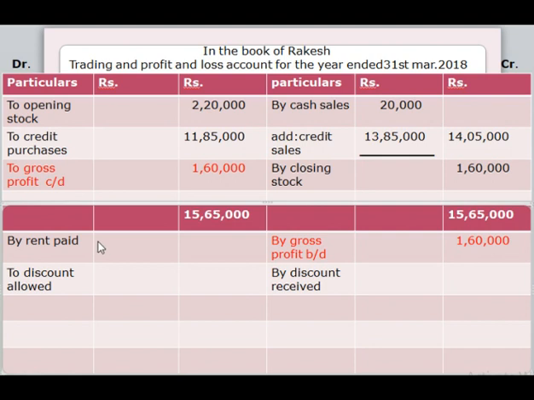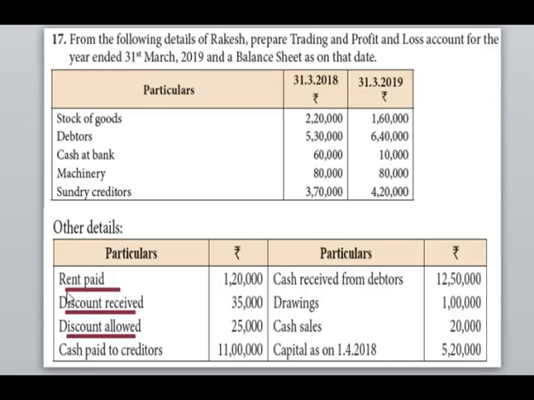The amount for rent paid, discount allowed, discount received is given in our question. The amount for rent paid is 1,20,000. The amount for discount received is 35,000, and the amount for discount allowed is 25,000. Now we have to substitute this amount in our format.